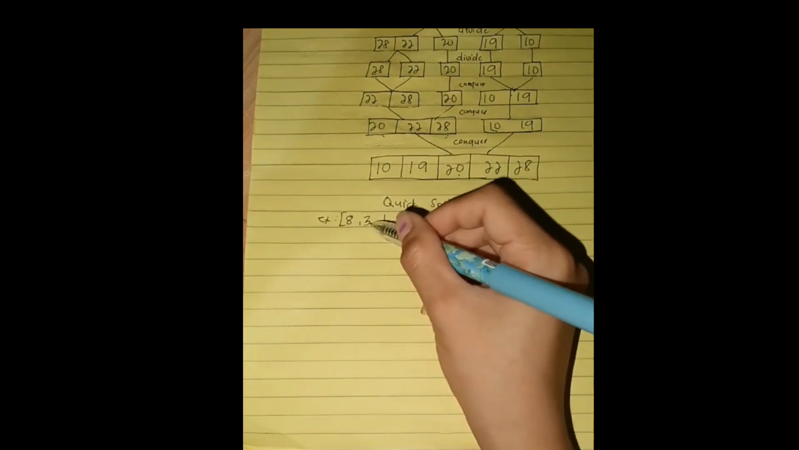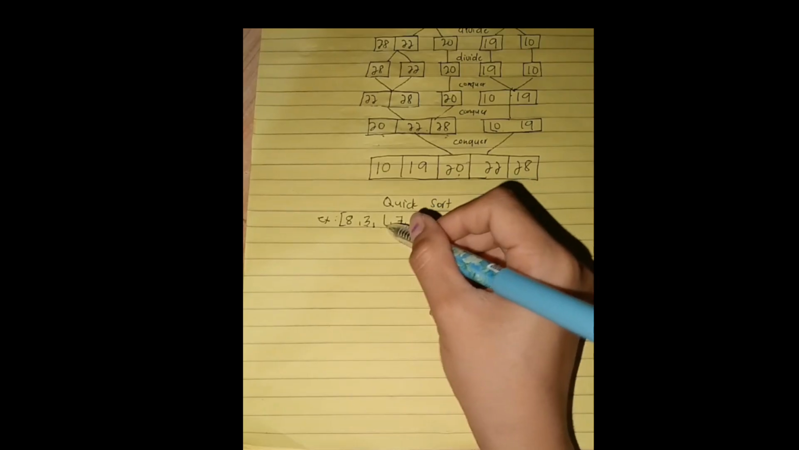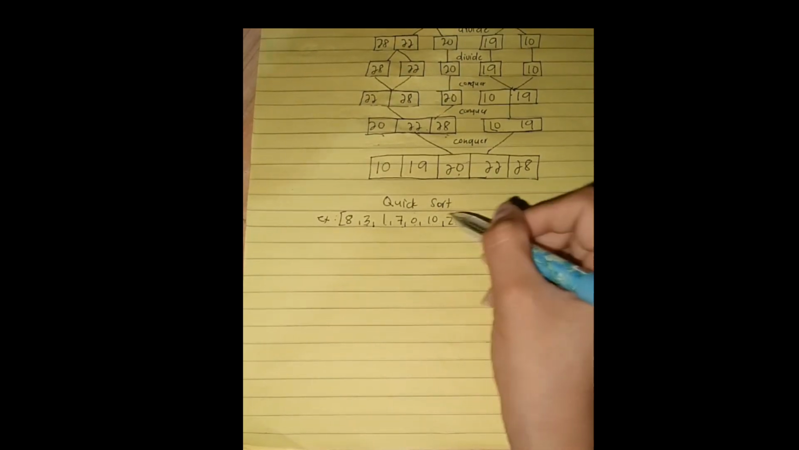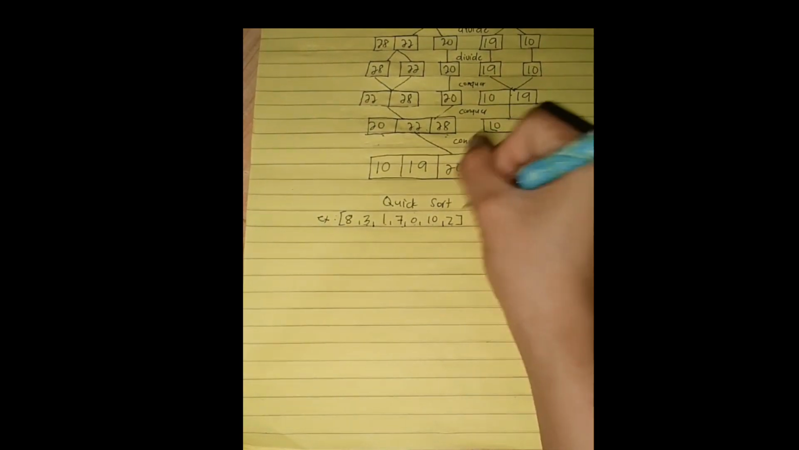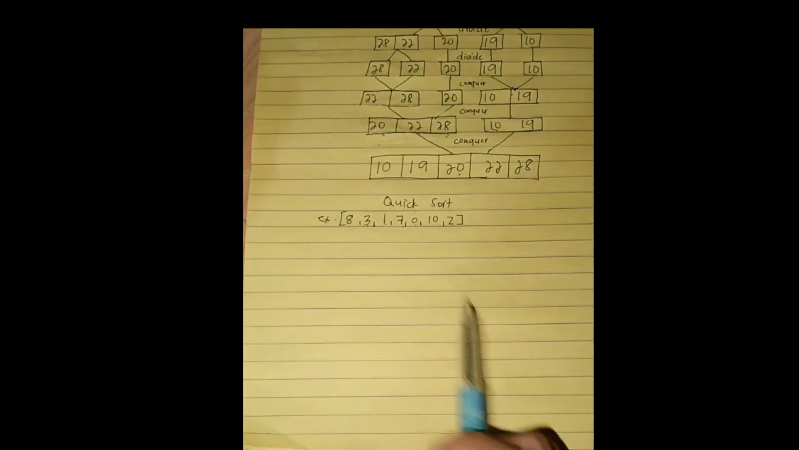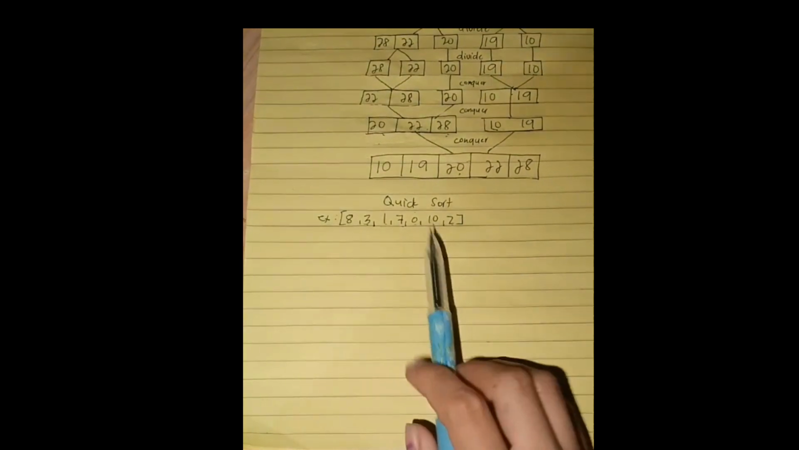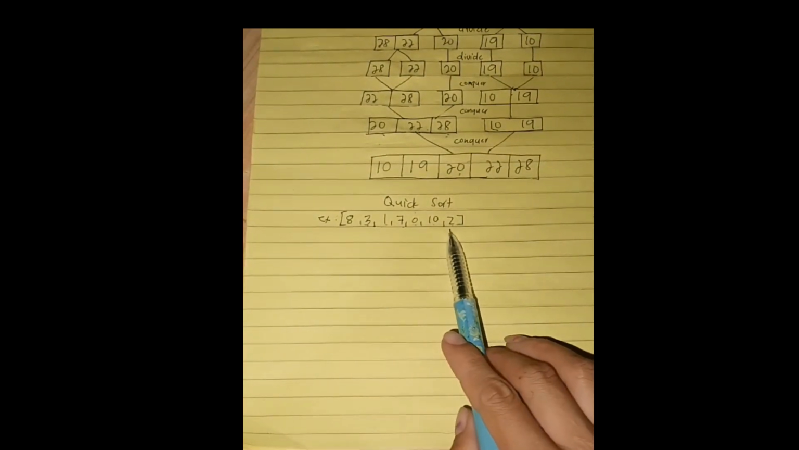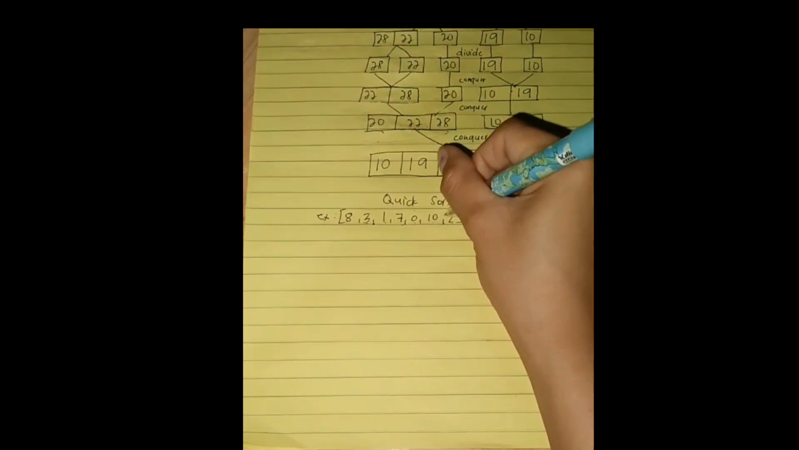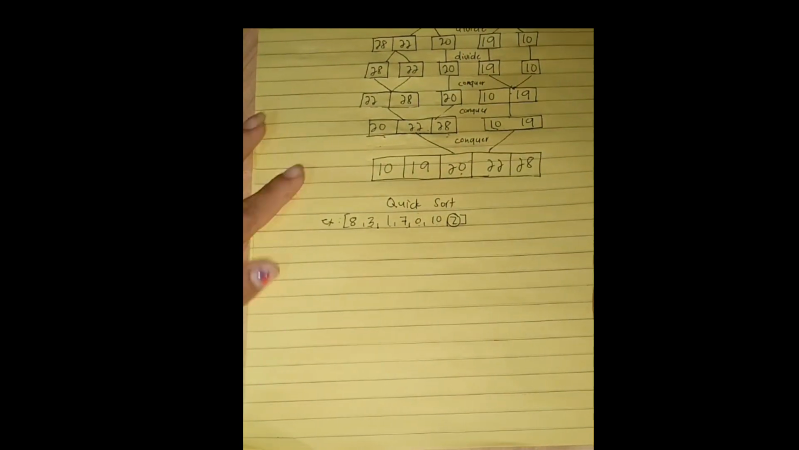We have 8, 3, 1, 7, 0, 10, and 2. So, quick sort, dito sila naghahanap ng pivot. Naghahanap sila ng pivot sa last na number. Kaya, ang last na number natin ay si 2. Siya ang ating pivot.